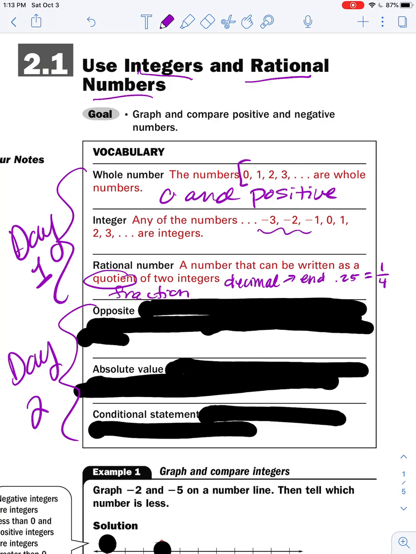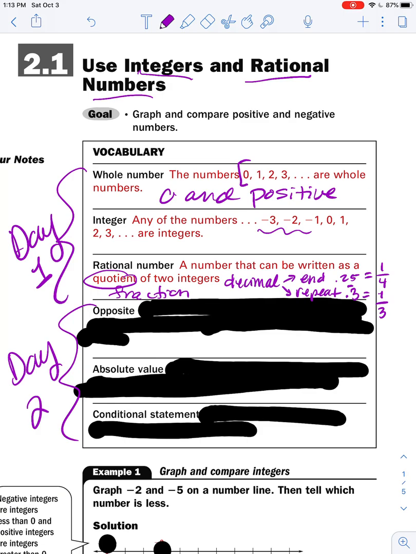The other thing it can do besides end is it has to be a repeating decimal otherwise. So for example, if you have 0.3 with a repeating sign over it, meaning 0.3333 forever and ever, that actually can be written as the fraction 1/3. So those are decimals, but they are numbers that can be written as the quotient or fraction of two integers.